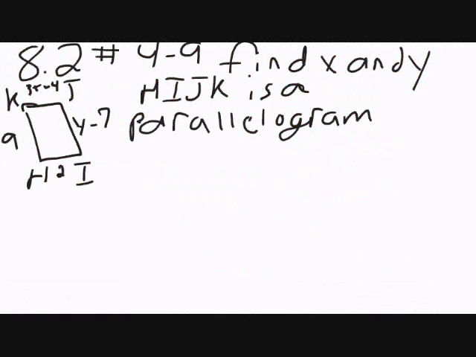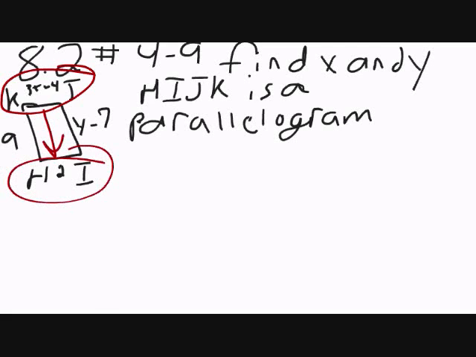So now we're going to be looking at numbers 4 through 9. Find x and y, and we're told that HIJK, which we have the picture of here, is a parallelogram. Well, we know the property parallelogram tells us that opposite sides are congruent, so that means that KJ is going to be congruent to the side that's opposite or across from it, HI. Well, congruent means, in this case, equal measure. The lengths of these segments are going to be equal.